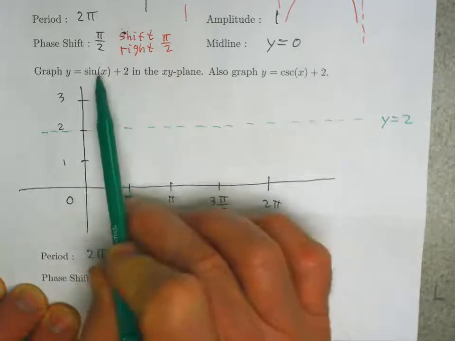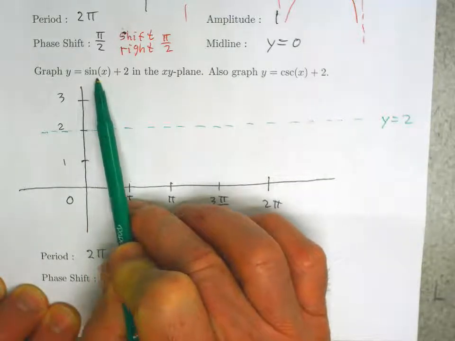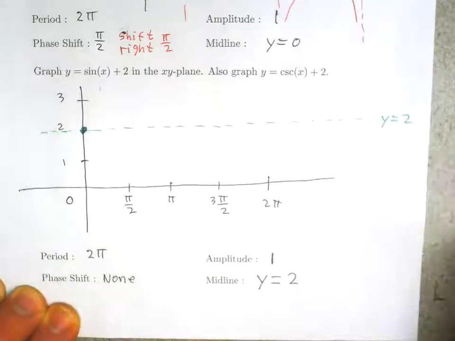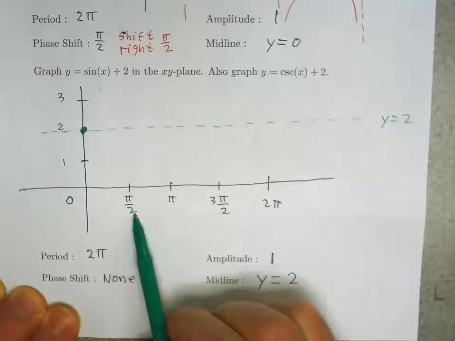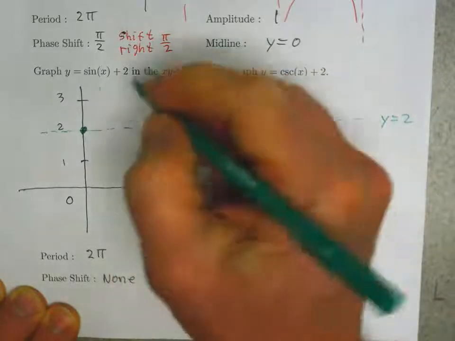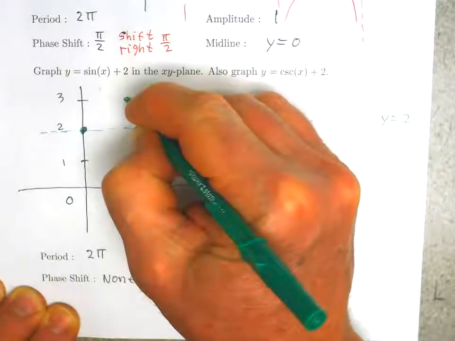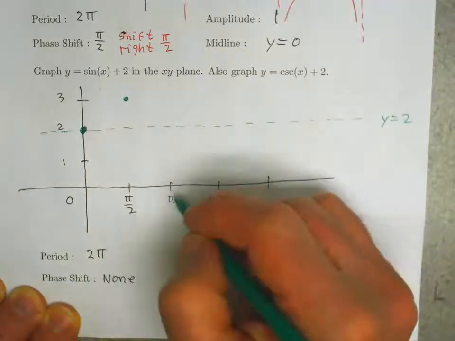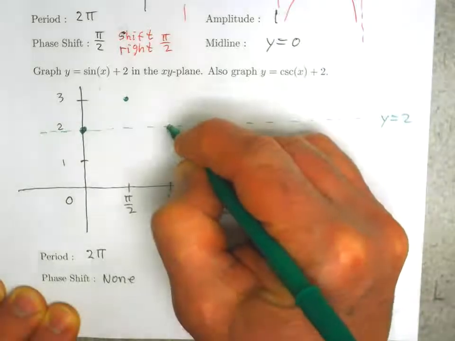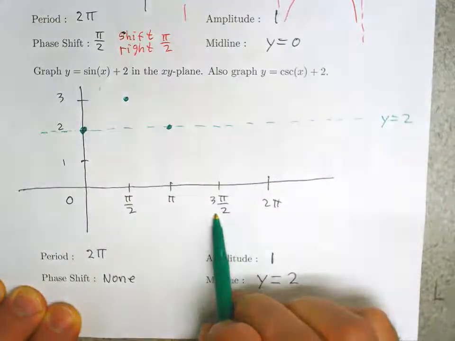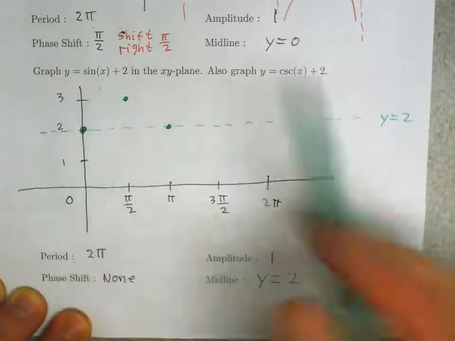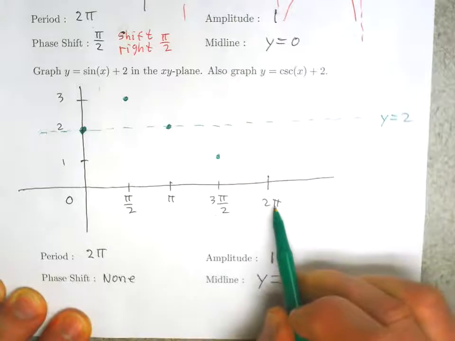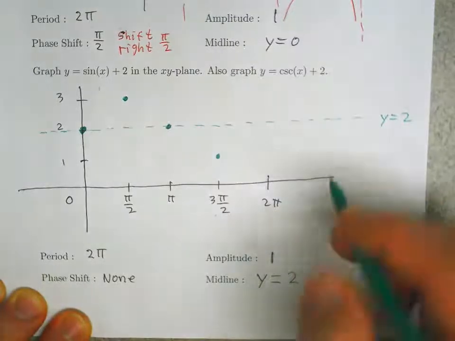At x equals 0, sine of 0 is 0, 0 plus 2 is 2. So this is a point on the graph. Sine of pi over 2 is 1. 1 plus 2 is 3. So we have this point. Sine of pi is 0. 0 plus 2 is 2. Sine of 3 pi over 2 is negative 1. Negative 1 plus 2 is 1. Sine of 2 pi is 0. 0 plus 2 is 2.